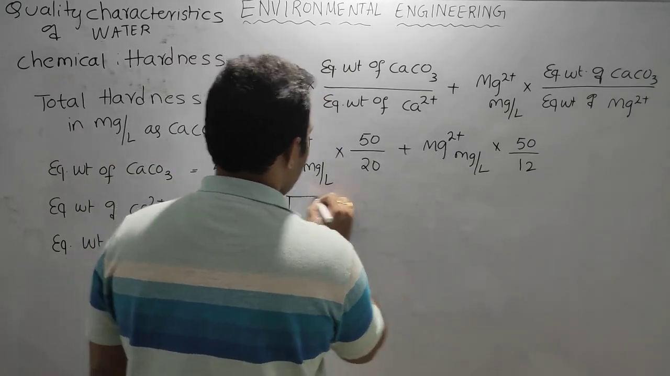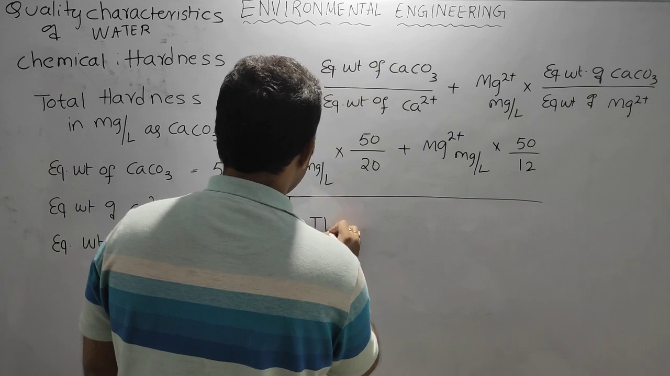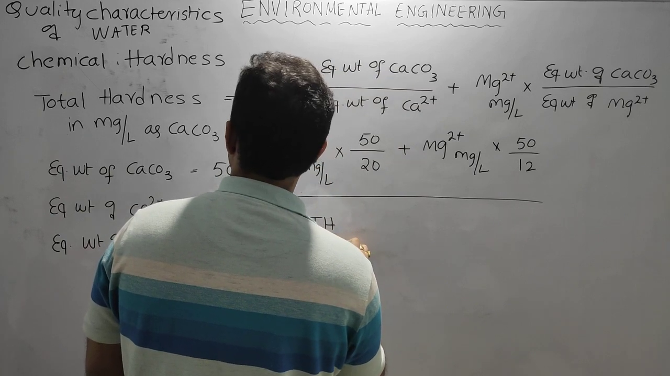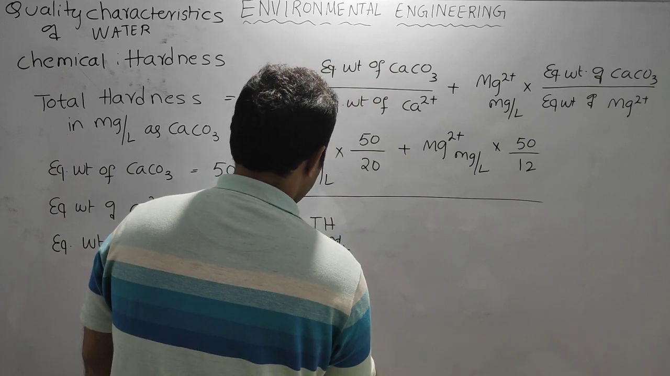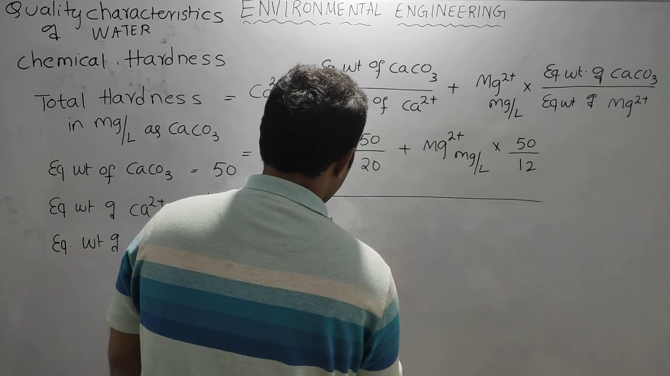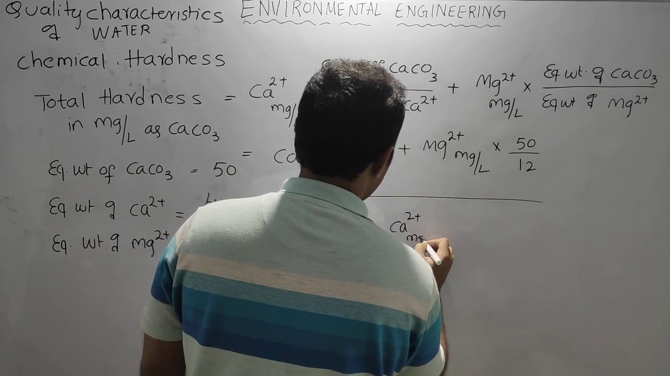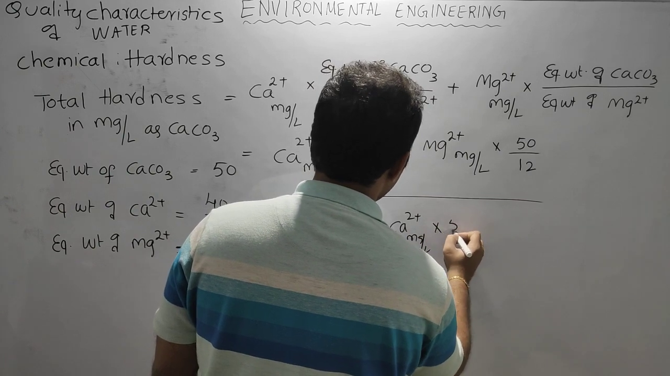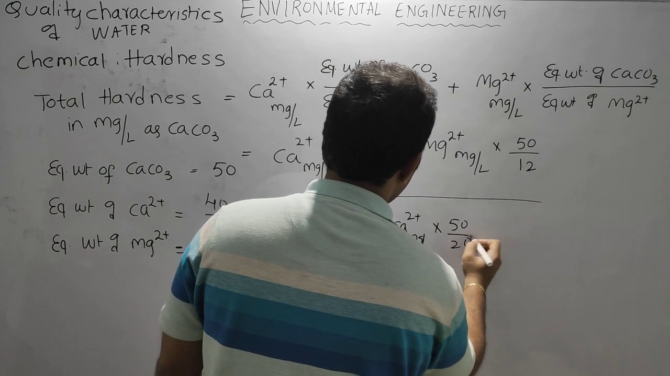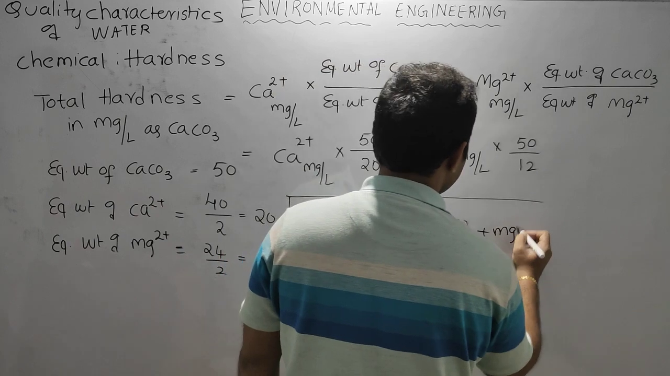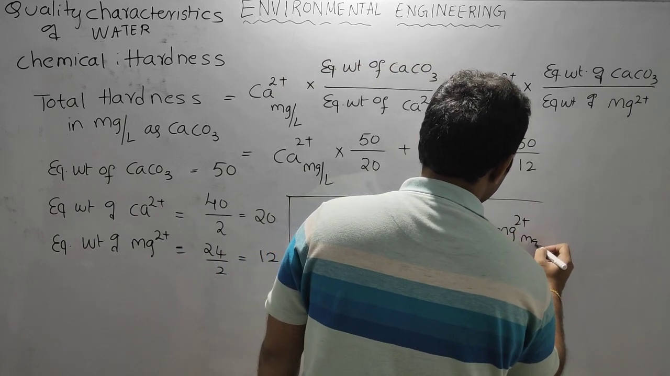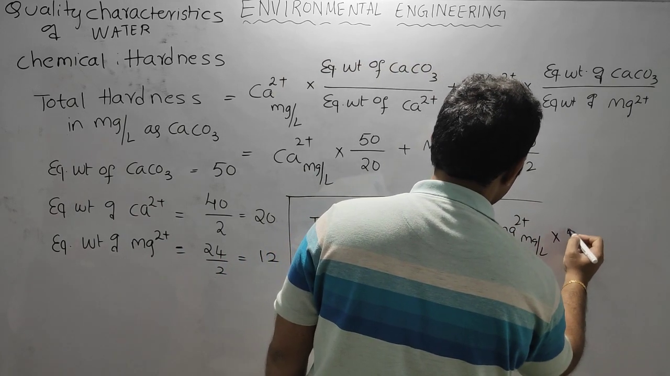So total hardness, in mg per liter as CaCO3, is equal to Ca2+ in mg per liter into 50 by 20, plus Mg2+ in mg per liter into 50 by 12.